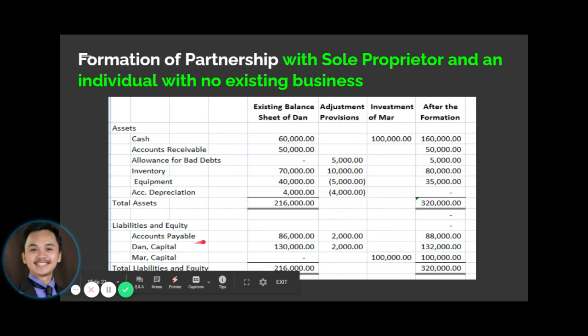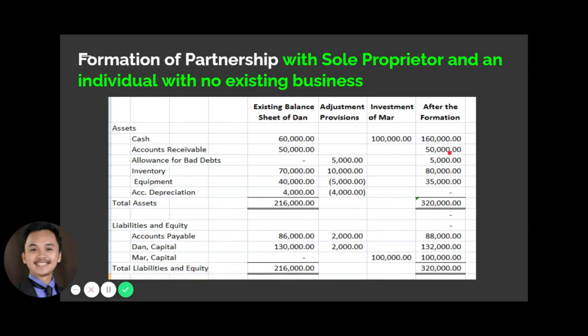And then we also have here accounts payable, existing 86,000 and an unrecorded 2,000, so that becomes 88,000. And then Dan capital, 130,000 existing, plus the net effect, the increase in capital due to valuation of assets and liabilities. So the existing Dan capital now will be 132,000, and 100,000 for Mar, coming from his 100,000 investment of cash.